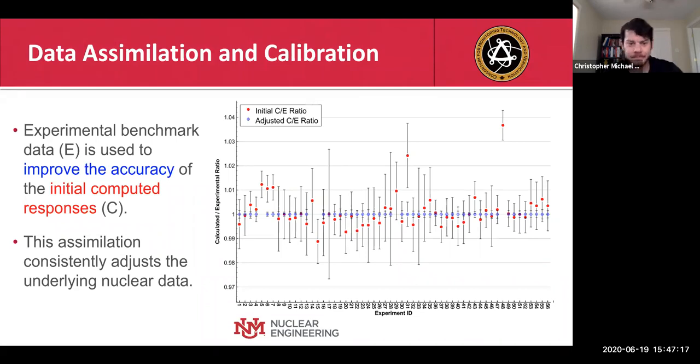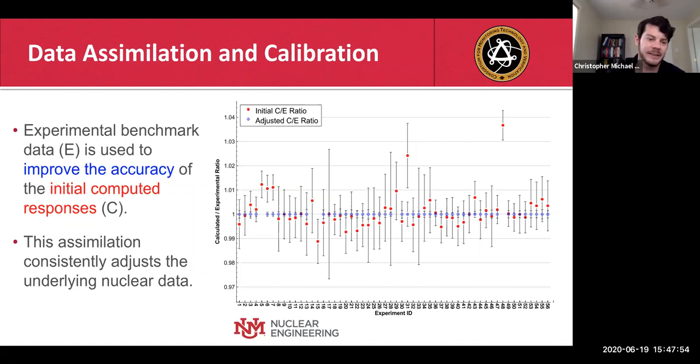Okay. Here's a plot of C over E's for a bunch of criticality experiments. The C over E ratio is the ratio of the computer code calculated value and the experimentally measured value. And we want those ratios to be close to one. Before we do the adjustment, we have the red data points. They're a little bit all over the place. After we do the adjustment, we have the blue data points, which have all been adjusted right to one. So this really improved the agreement between our code and our experiments.